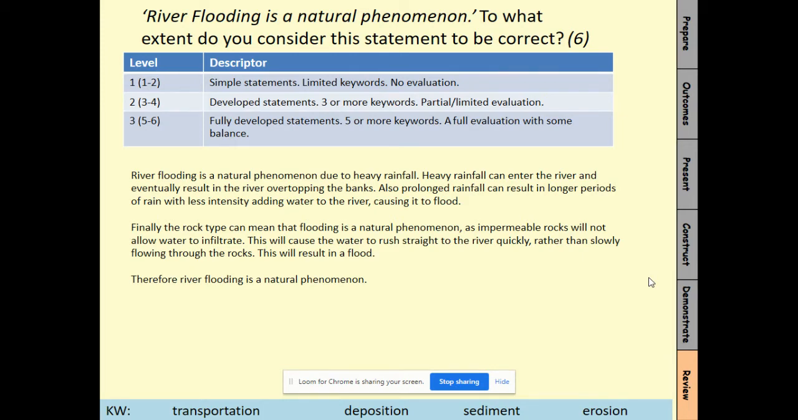So think about those descriptors that are up here and think about what level it will be. Pause this, take as long as you like, and then think about what score you would give it. What level? Level 1, level 2, level 3.